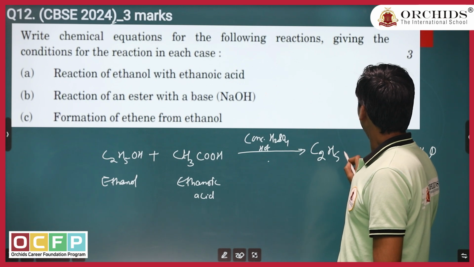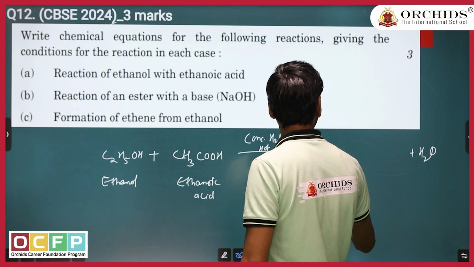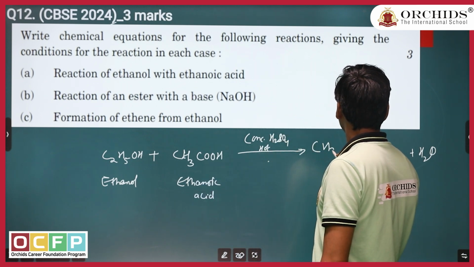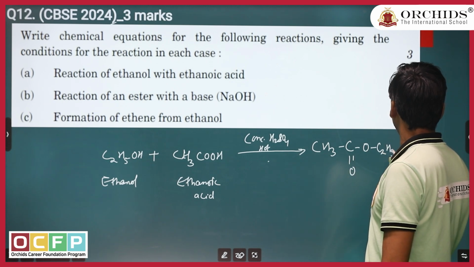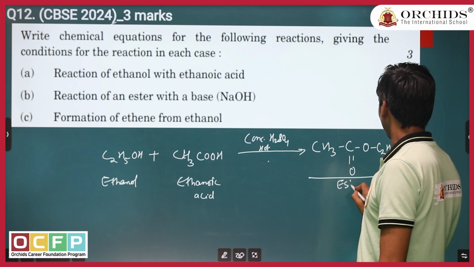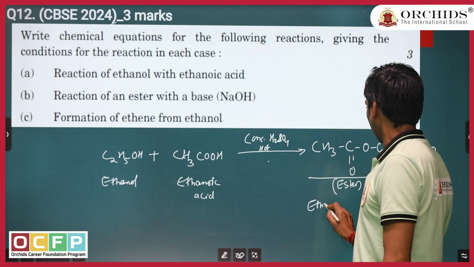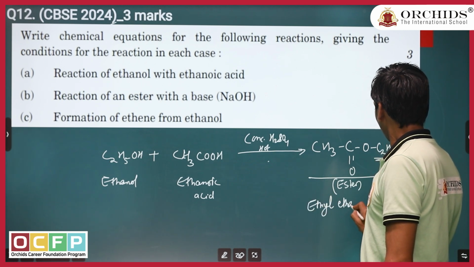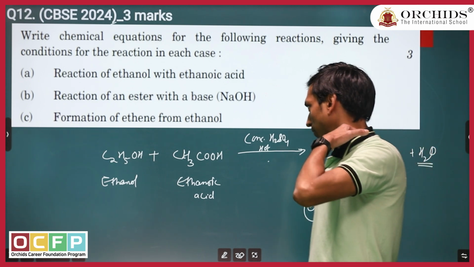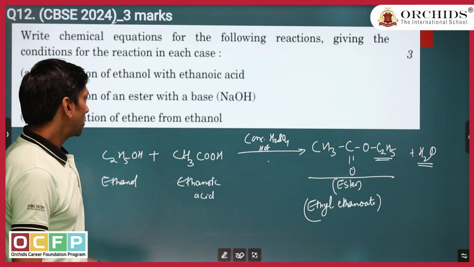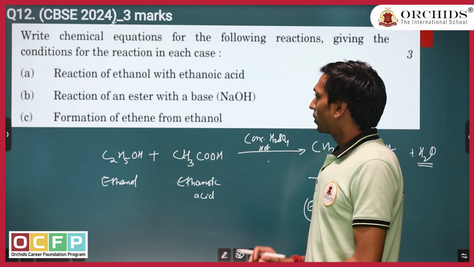CH3COOC2H5. So this is the formation of ester, and the name of this ester is ethyl ethanoate. Plus it is going to produce a water molecule. So if you check, it is already a balanced equation. So that is the reaction for the first compound, the reaction of ethanol with ethanoic acid.